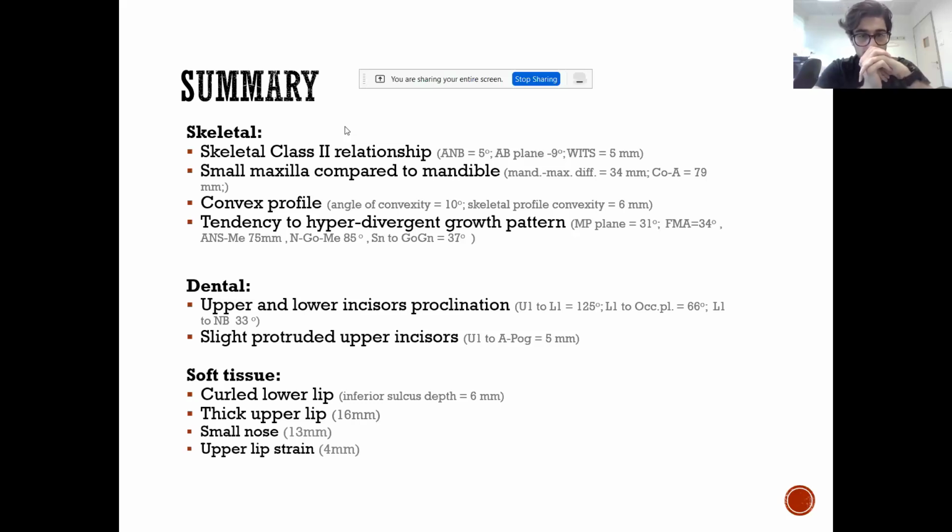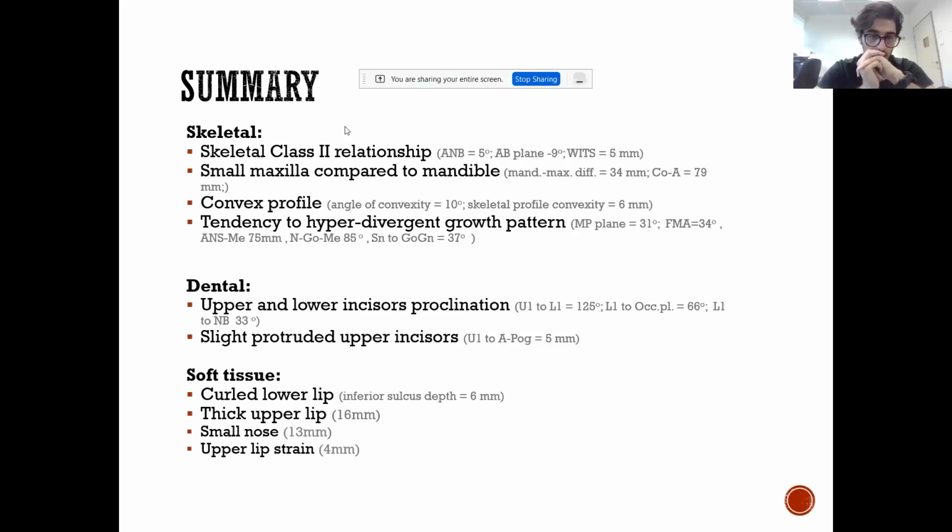Yes, and dentally, upper and lower incisors are proclined. Actually, is upper more than the lower? It's just the lower, according to your measure. I don't know, I didn't check them, but according to Steiner, you have just proclination in the lower.